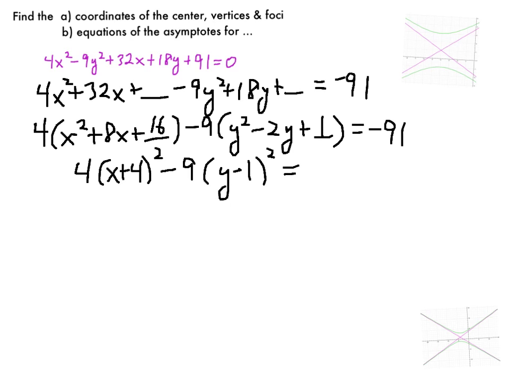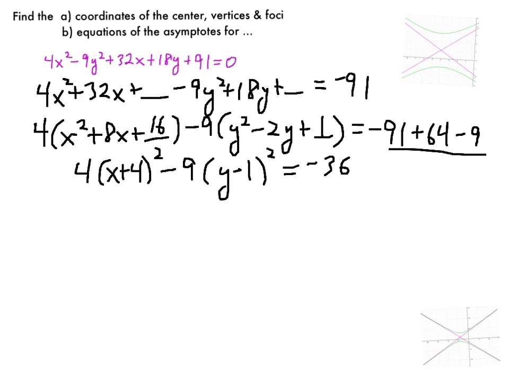Now, we didn't add 16 and 1. What we really did was add 4 times 16, and negative 9 times 1. That is a 64 over here, so we have to add 64 to both sides. And a negative 9, so I also have to add a negative 9. This value right here comes out to be negative 36.